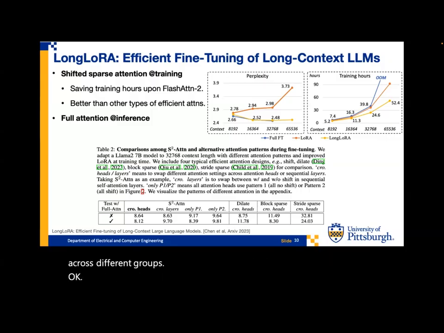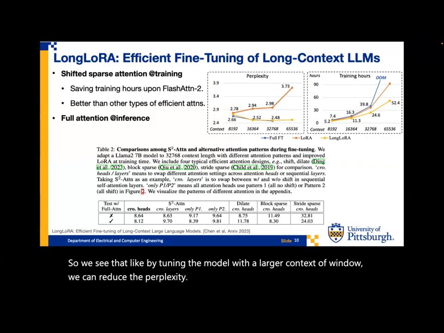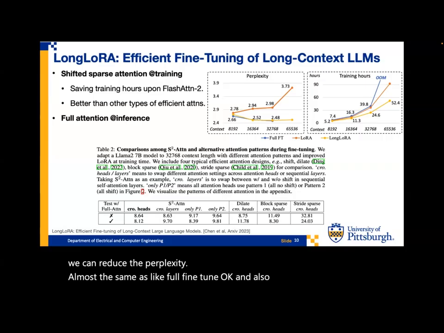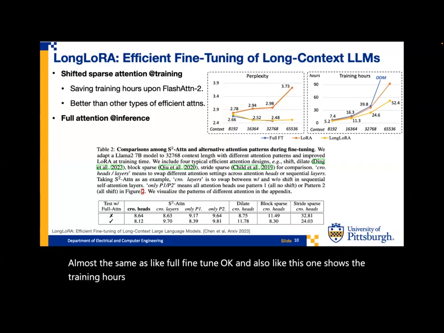So we see that by tuning the model with a larger context window, we can reduce the perplexity, almost the same as the full fine-tune. Also this one shows the training hours for LongLoRA. We can see that if you have a full fine-tuning, the hours are much larger than with LongLoRA.